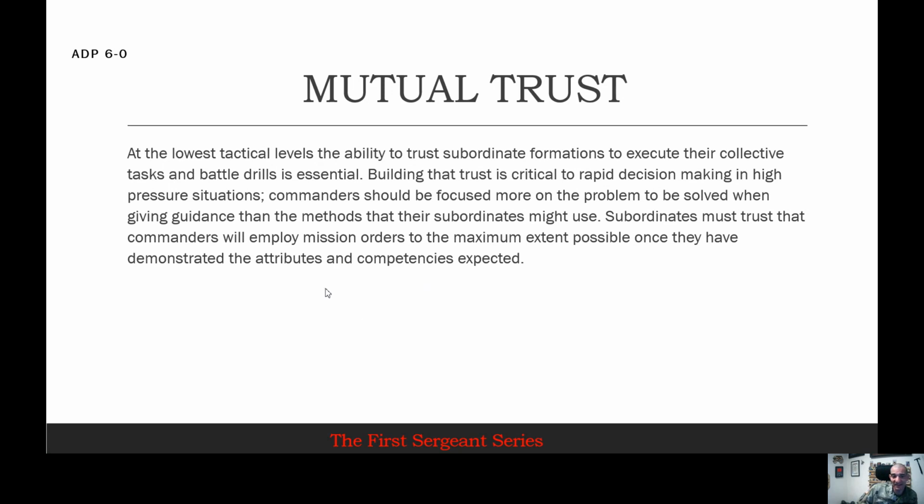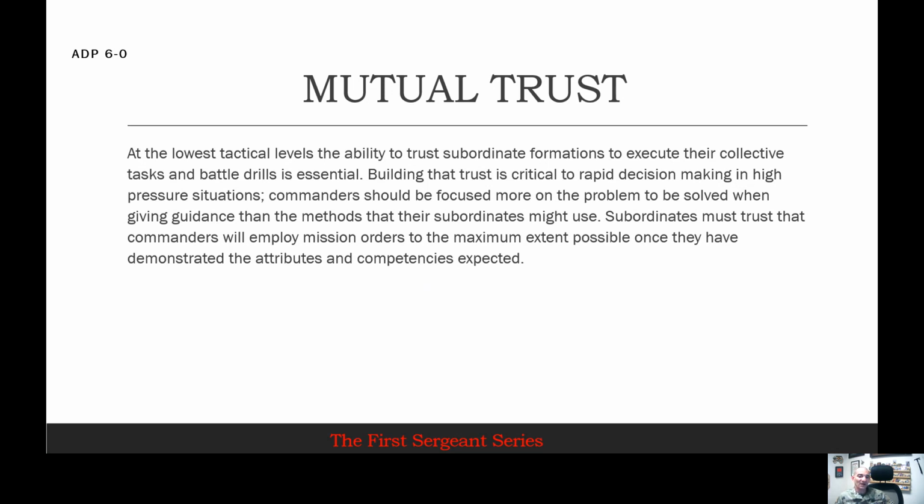So at the lowest levels, right, tactical levels, the ability to trust subordinates and formations to execute their collective tasks and battle drills, okay? So this is one of the reasons why we train individual and collective tasks, we build up to the company event, battalion event, and so forth. We have to train at all levels of echelon. Building trust is critical to rapid decision-making in high pressure situations. So I'm a firm believer that we need to make training stressful, all right? So crawl, walk, run, whatever you want to call it. But we have to make training stressful and as realistic as possible in order for them to actually succeed on the battlefield.